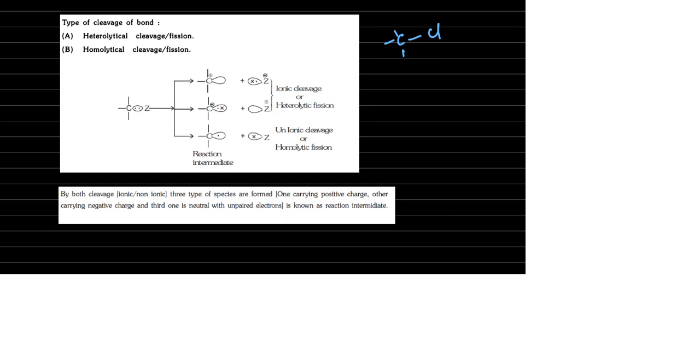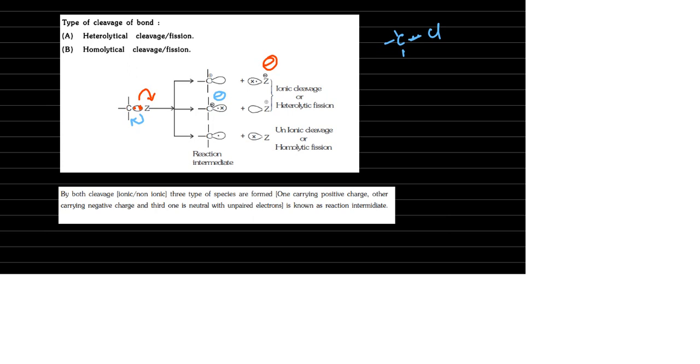See, one bond indicates two electrons. You can see here C and Z. Z means any one atom. So one electron is Z's electron, one electron is carbon's electron. If these two electrons are shifted towards Z, then Z gets a negative charge. Suppose these two electrons are shifted towards carbon, then carbon gets a negative charge. Obviously the other part will have a positive charge.